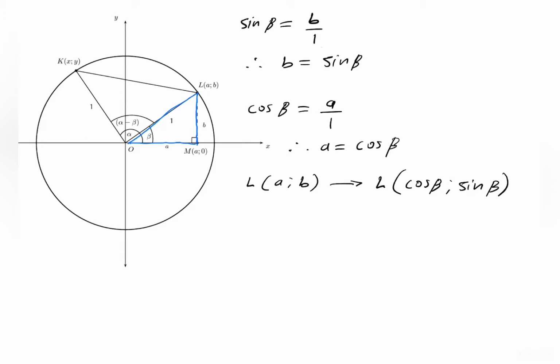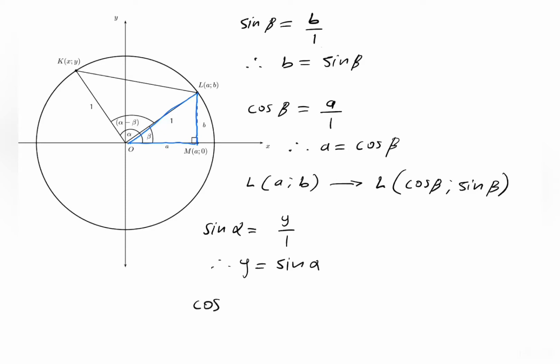Now we're going to do the same thing for the coordinates of K. So now we say the sine of alpha. Sine of alpha is going to be opposite over hypotenuse. But our opposite in this case is going to be y. So it's going to be y over, and then our hypotenuse is still 1 in this case as well. So we're going to divide by 1. Therefore, y is equal to the sine of alpha.